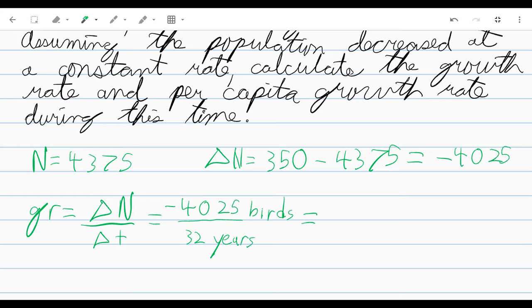So this particular population lost 126 birds approximately per year. Again, assuming that this is a constant rate. In reality, it likely would not have been, but on average, we can say the loss is about 126 per year.